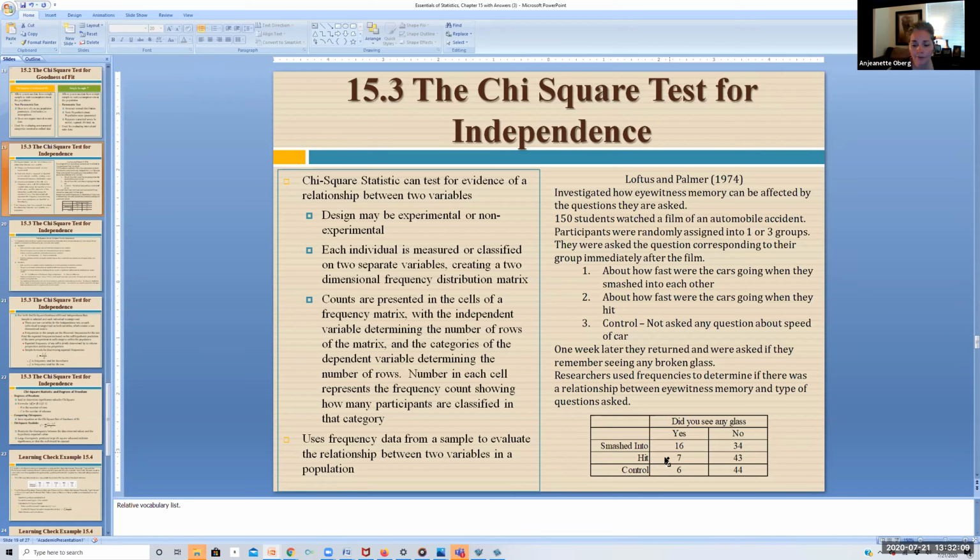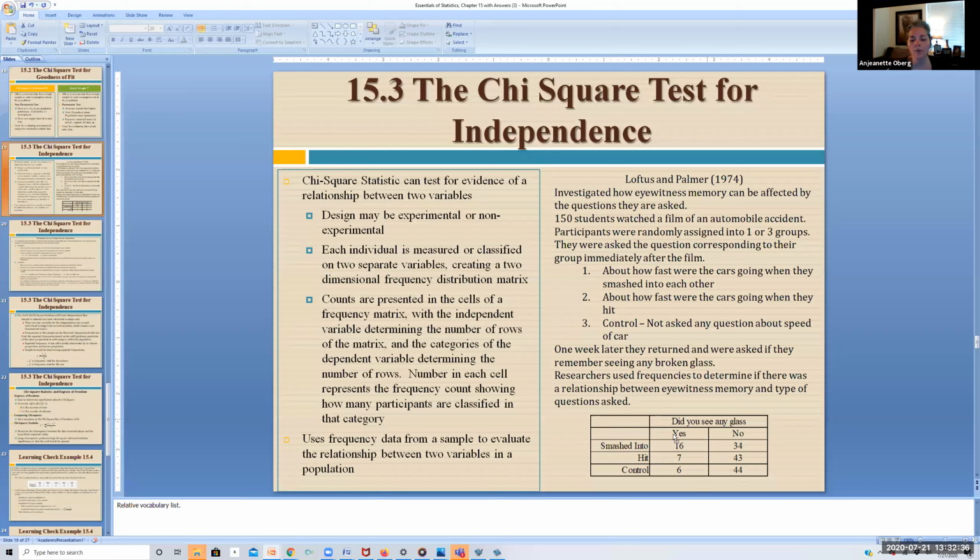Here we had another 50 people in the group that was asked how fast they were going when they hit one another. 7 said yes, there was glass. 43 said no, so that's a total of 50. And our last 50 were in the control condition where they weren't asked anything. 6 said yes, there was glass, not much different than the ones that were asked if they hit one another. And then 44 said no.